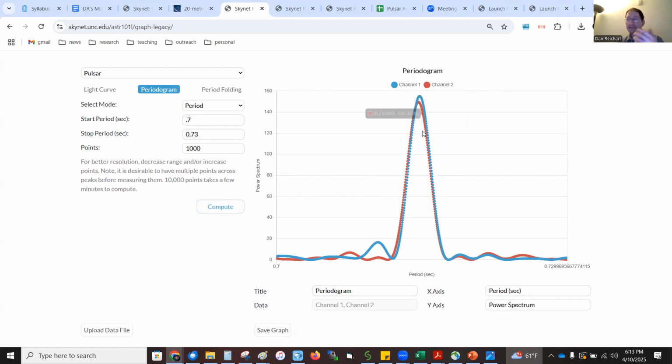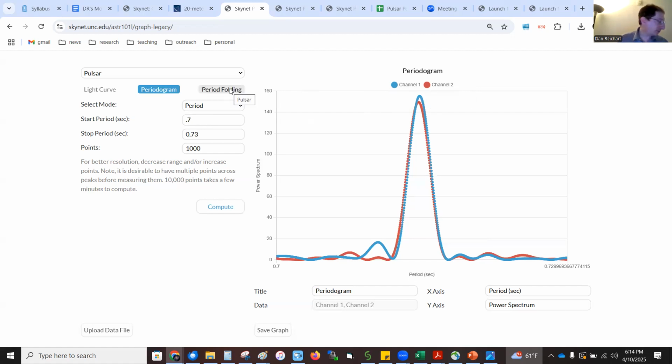And again, we have two channels because we have two orthogonal rods, metal bars up in our detector. Each is detecting signal. And we put our cursor on the peak, 0.7145. The other one's 0.7145. And you really need to measure the period out to 4 decimal places. It's that accurate.